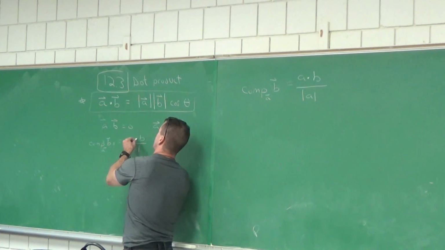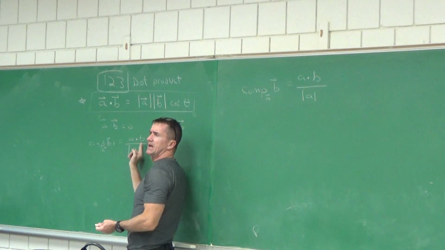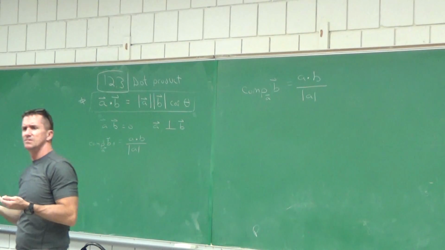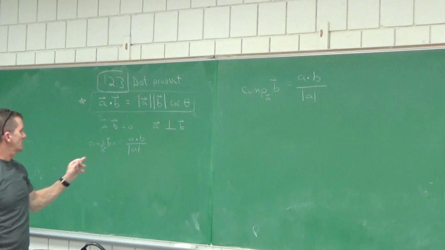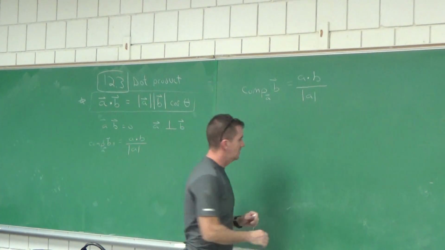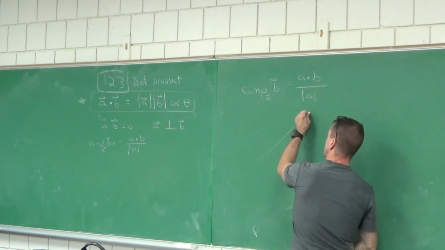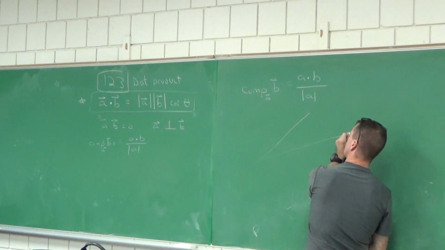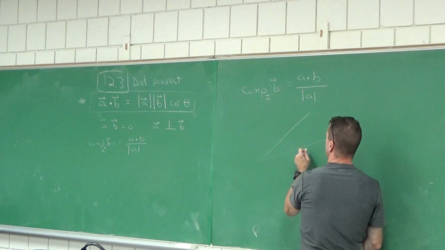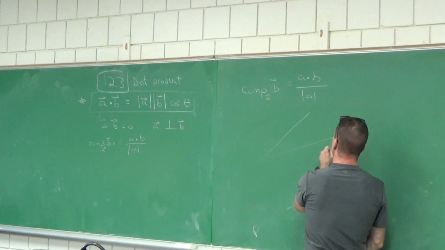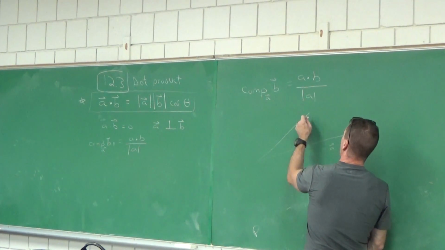I want to point out that because dot products can be negative, this answer can be negative. True? So I just want to be careful and let you know that it can come out to be a negative value. But if you wanted an image of what it represents, let's just say this was vector A, right here, and this was vector B.